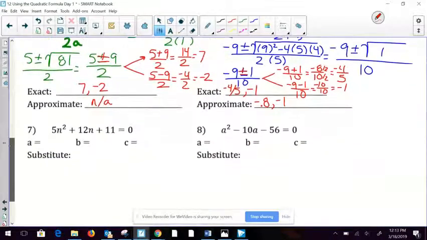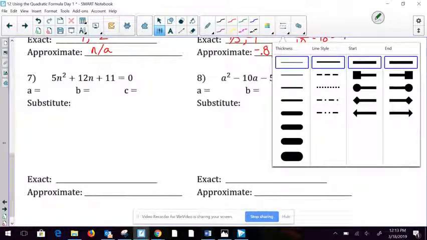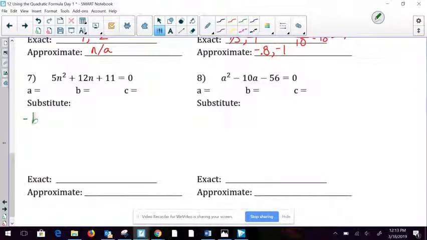So what we're going to do now is we're going to take one more problem and see what happens on this one. So what is that formula again that I'm trying to remember that I always forget? Just kidding, I don't forget it. Remember, it's the opposite of b plus or minus the square root b squared minus 4 times a times c all over 2 times a.